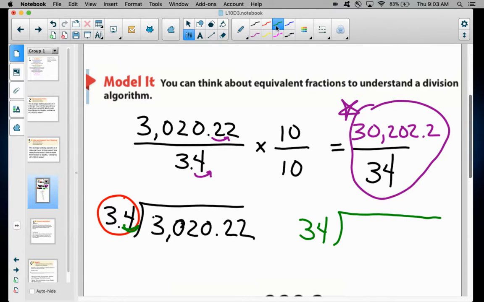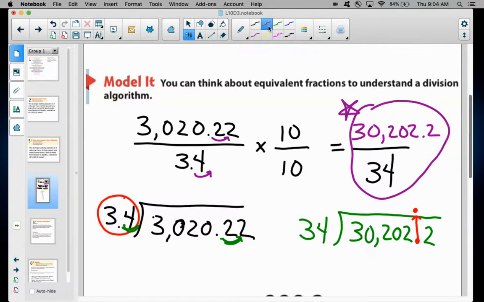And then what you do to the divisor, however many times you move that decimal point over, you have to do the same number of times for our dividend. And so that will make it the same number we got in our fraction, 30,202.2. Now, remember, when you're dividing a decimal by a whole number, the first thing you do before you start to divide is drag the decimal in the dividend up and put the decimal in your quotient so you don't forget it.